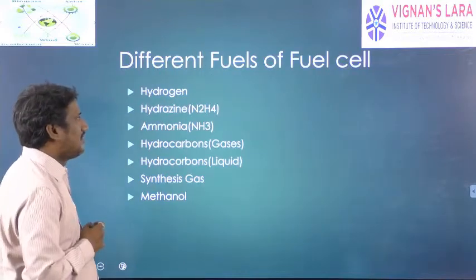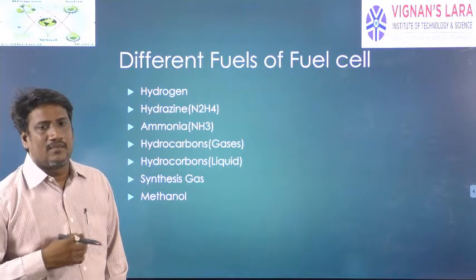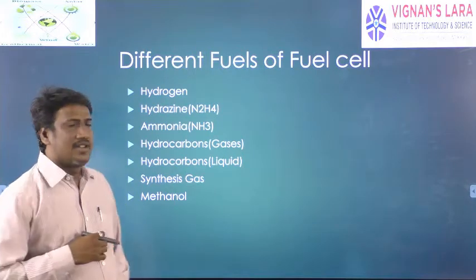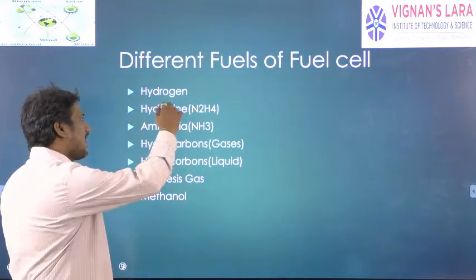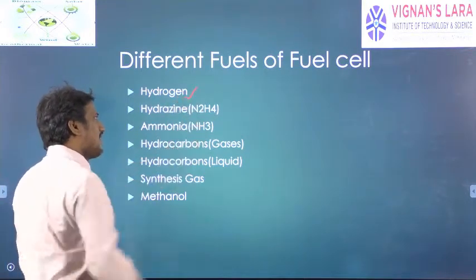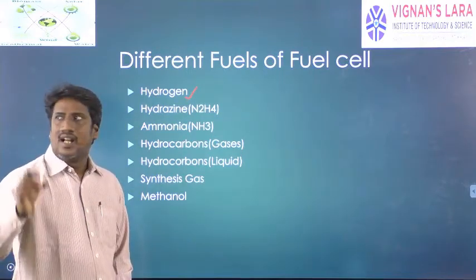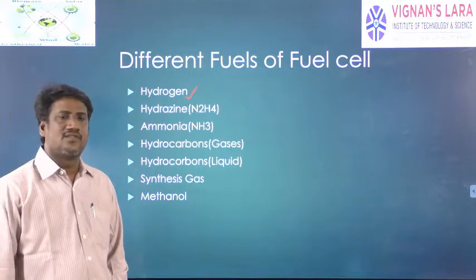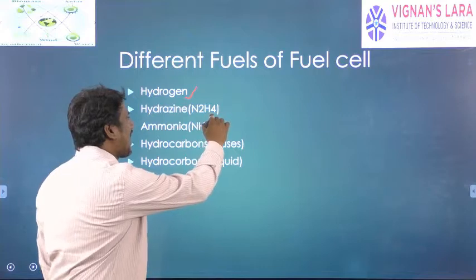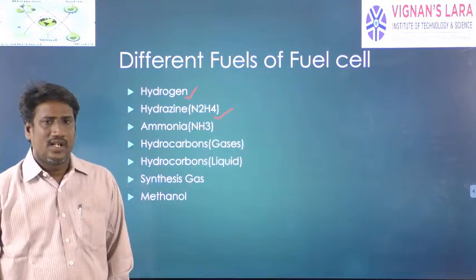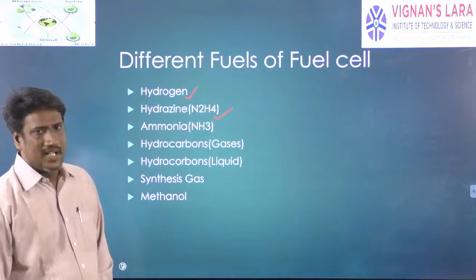Next, coming to the different fuels available in the fuel cell to produce electrical energy. The first and basic fuel used in fuel cells is hydrogen. Hydrogen is the basic fuel that is used in fuel cells. The next one is hydrazine, which is N2H4.